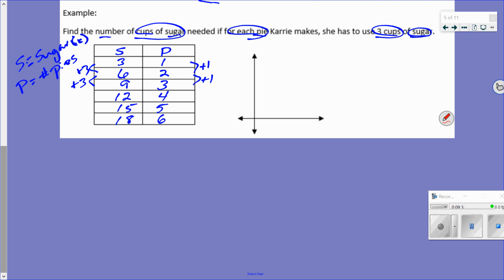Now, I am actually going to add a piece over here. So I'm going to move my work over. So I'm going to add another column. Because we're now going to graph this, I'm going to turn all of these values into ordered pairs.